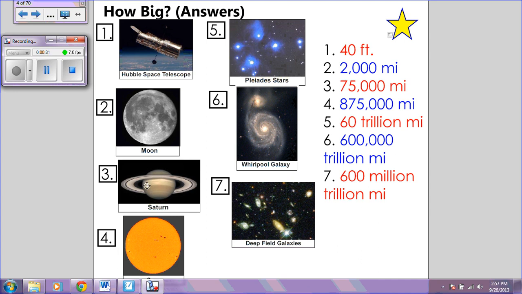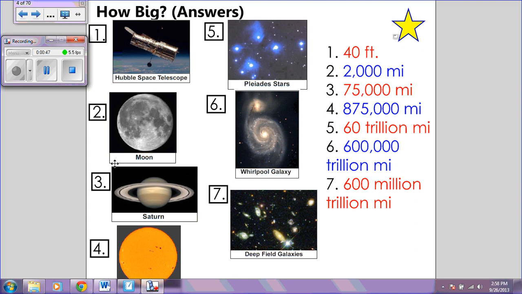miles long, Saturn, which is 75,000 miles in diameter, not including its rings. The sun is 875 miles in diameter. The Pleiades stars are, fifth, which are 60 trillion miles across. Sixth, you have the Whirlpool galaxy, which is 600,000 trillion miles across. And then you have the deep field galaxies, which are 600 million trillion miles across.